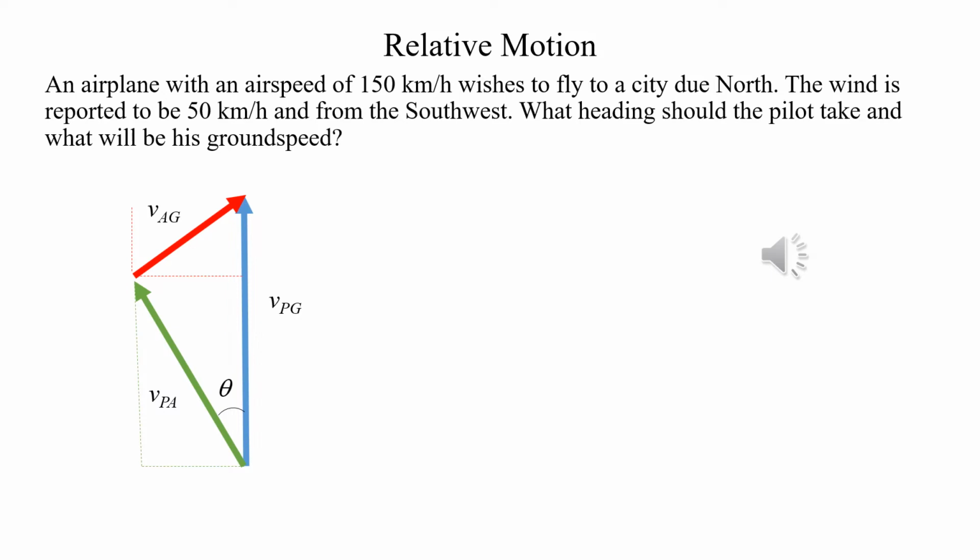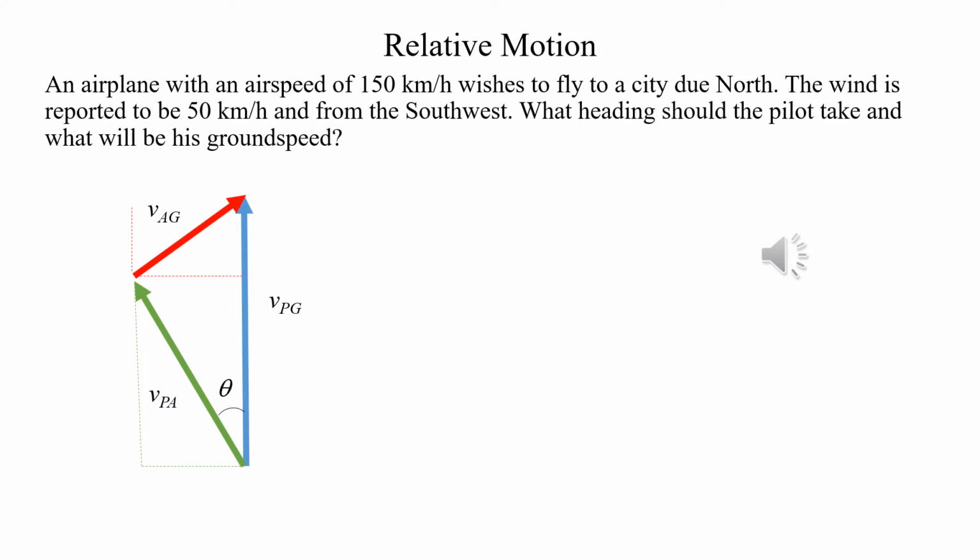So we want the green vector plus the red vector equal to the blue vector. But we don't have a right triangle in this case, so now we have to find the components of the vectors. So our resultant is going to be the blue vector, the velocity of the plane with respect to the ground.